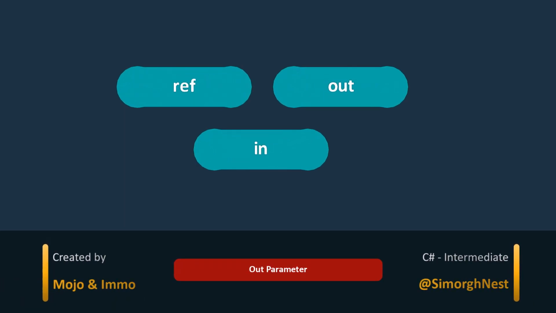In C#, we have another way to pass arguments by reference called the out modifier. It's similar to the ref and in modifiers, but it has some differences. In this lecture, we'll be covering the out modifier.